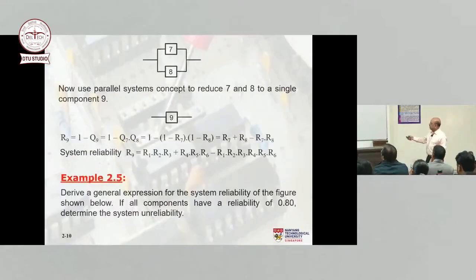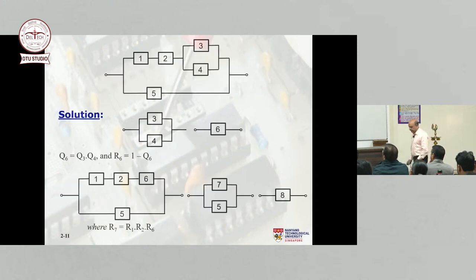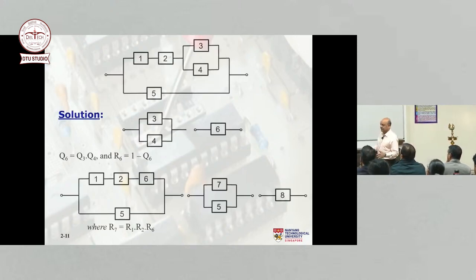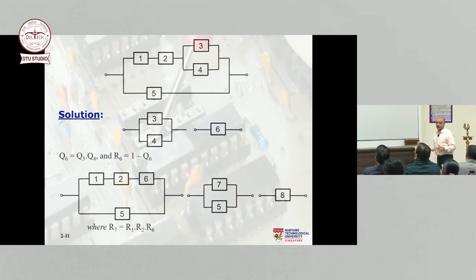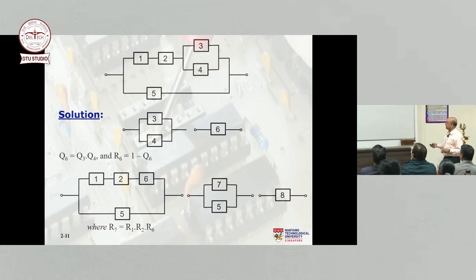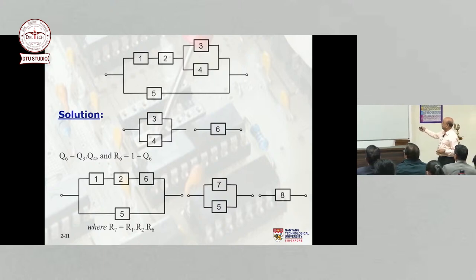Another example, derive a general expression for the system reliability of the figure shown below. If all components have a reliability of 0.8, find the system unreliability. I'm asking you to derive the general expression first rather than just do the calculations, because you can easily do the calculations once you are given the number, but we want you to derive the expression first. So we have 2 components here in parallel. We can combine them to create another component, which I'm calling 6, and then 1, 2, and 6 are in series, and this branch is in parallel with 5. So 1, 2, and 6 I'm calling 7, and then the eventual component I'm calling 8.